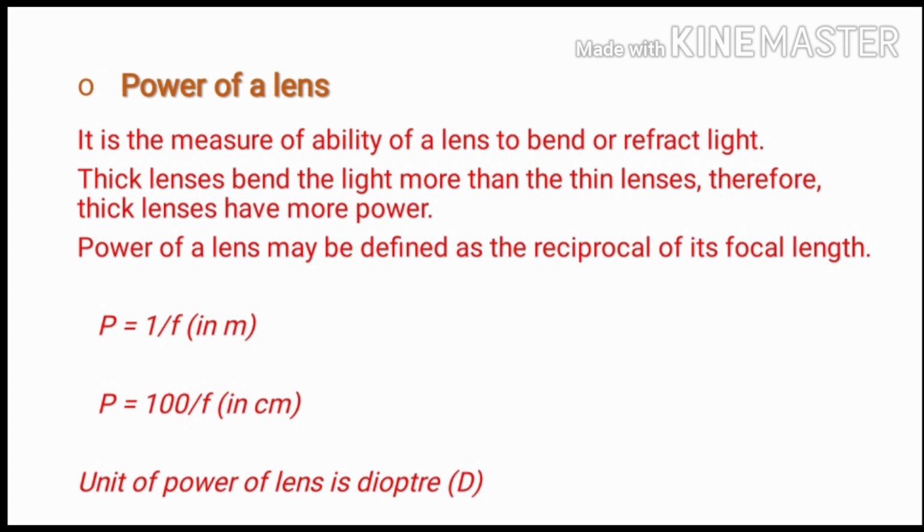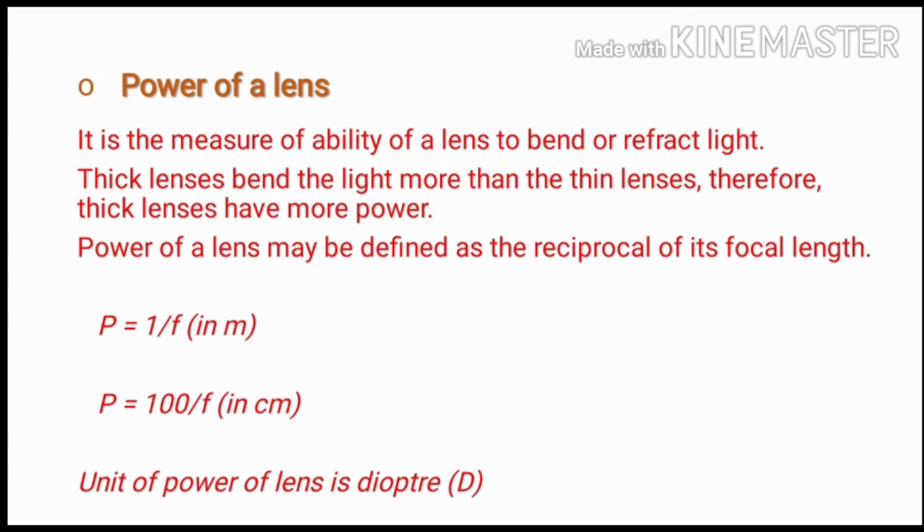When we see a thick spectacle lens, we know it has more power because it bends the light more. Power of a lens is the measure of its ability to bend or refract the light. Thick lenses bend the light more than thin lenses. Therefore, thick lenses are more powerful than thin lenses.